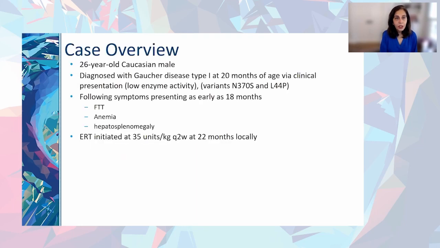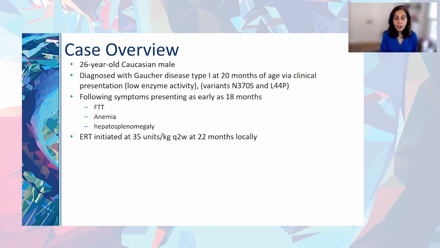So here is a patient who's 26 years old, a Caucasian male. He has type 1 Gaucher disease. He was diagnosed at 20 months of age via clinical presentation. He had low enzyme activity and had two pathogenic variants, N370S and L444P. He had symptoms which had presented as early as 18 months, including failure to thrive, anemia, and splenohepatomegaly.